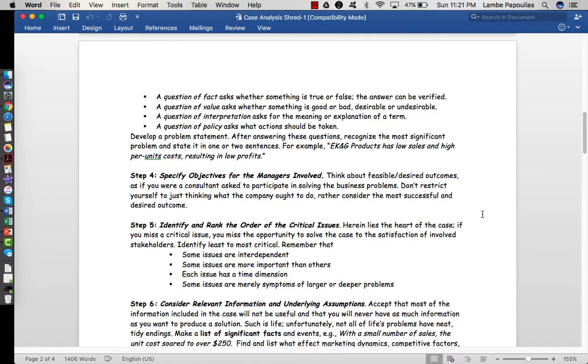Step 5. Identify and rank the order of the critical issues. Herein lies the heart of the case. If you miss a critical issue, you miss the opportunity to solve the case to the satisfaction of involved stakeholders. Identify least to most critical. Remember that some issues are interdependent, meaning they depend on other issues. Some issues are more important than others. Each issue has a time dimension. Some issues are merely symptoms of larger or deeper problems. That's going back to my foot issue.